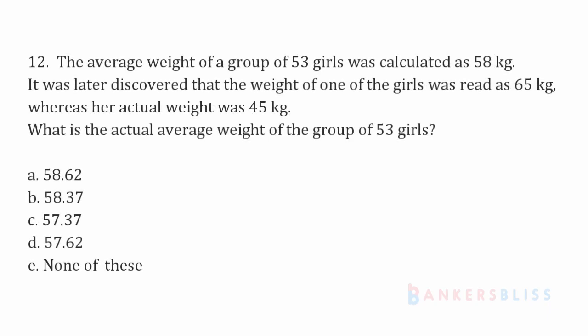Problem number 12. The average weight of a group of 53 girls was calculated as 58 kg. It was later discovered that the weight of one of the girls was read as 65 kg, whereas her actual weight was 45 kg. What is the actual average weight of the group of 53 girls? Very similar to the previous one.